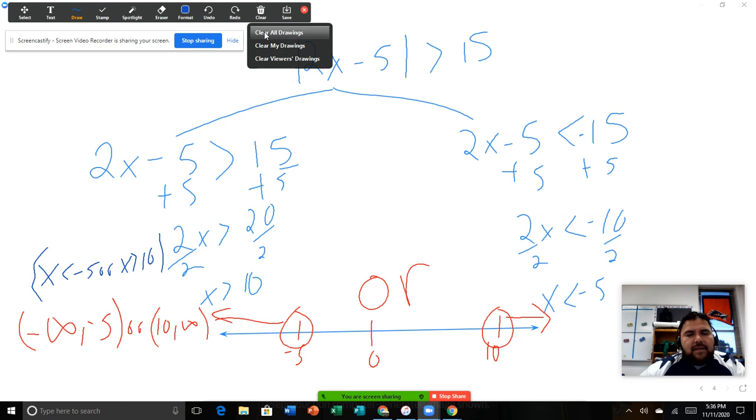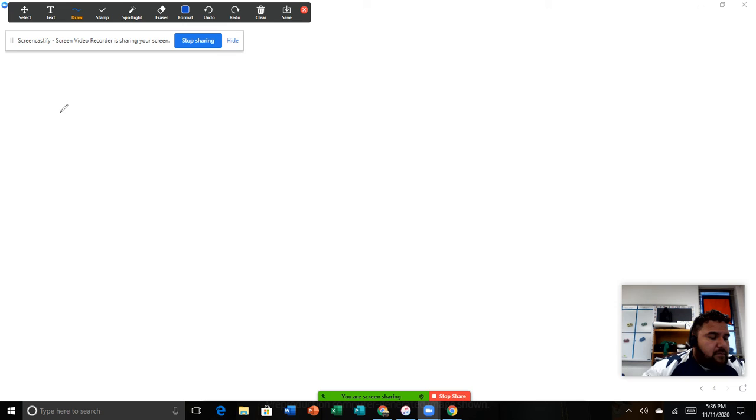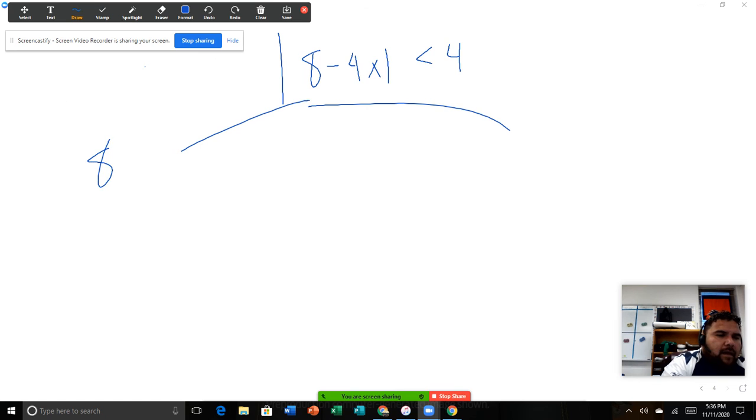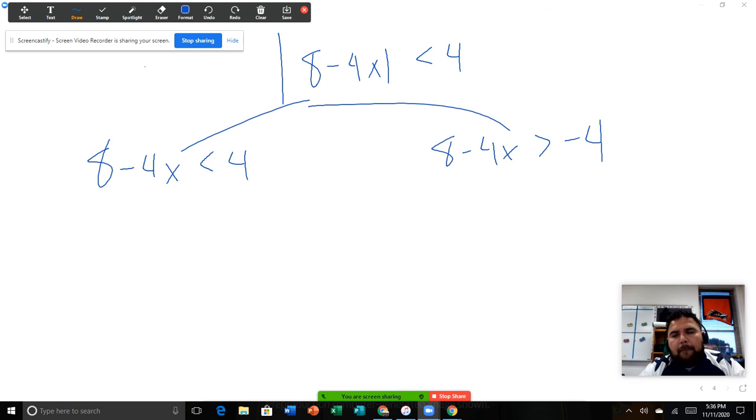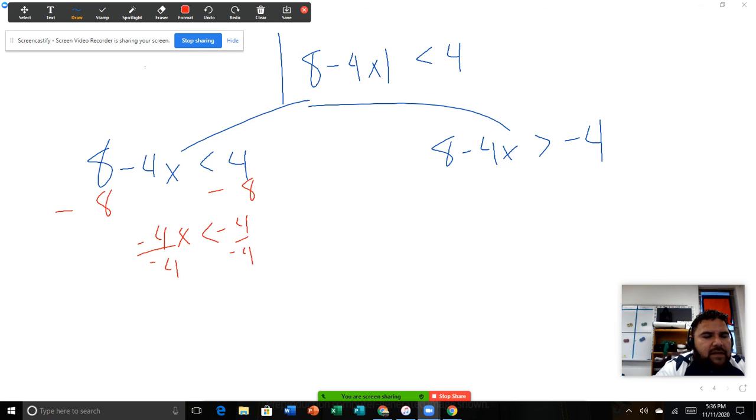Okay, the last one, guys. Absolute value of 8 minus 4x is less than 4. Again, break this down, right? 8 minus 4x less than 4. 8 minus 4x is greater than negative 4. Okay? All right. Solve for x, subtract 8. Negative 4x is less than negative 4. Divide both sides by negative 4. Guess what happens? I flip my sign because I'm dividing by a negative. X is greater than 1.